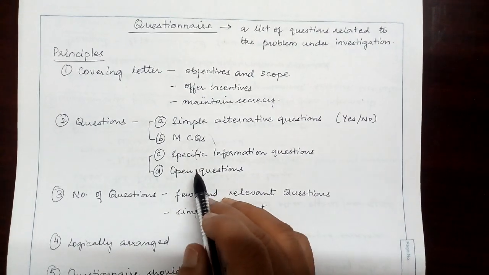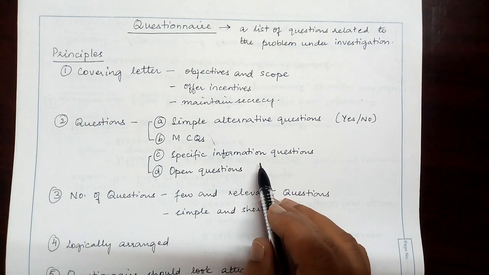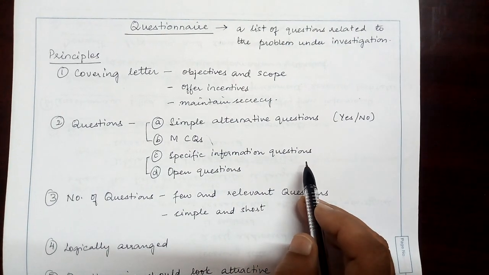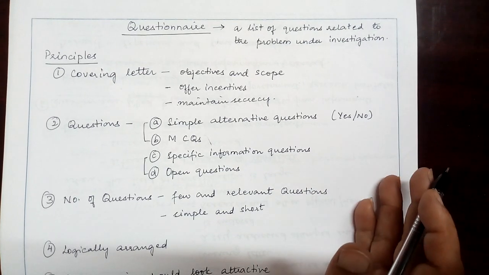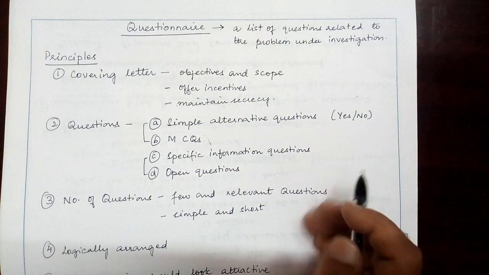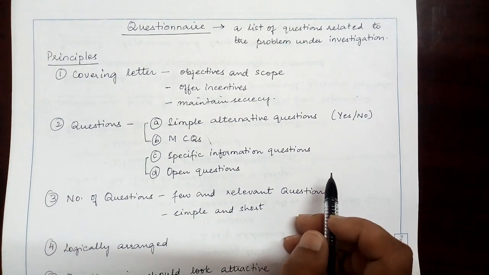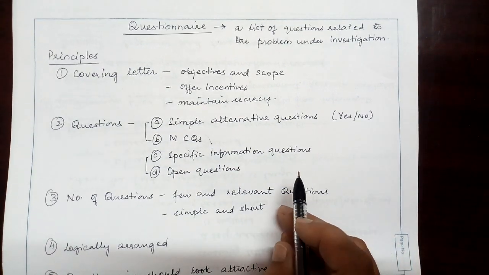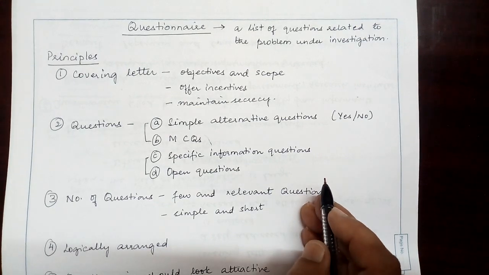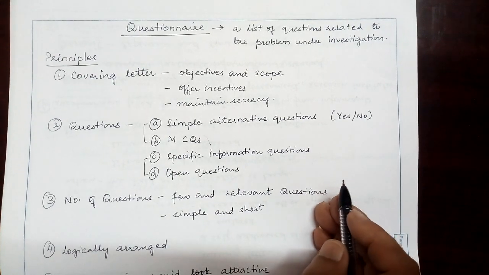Then certain questions are specific information questions, which start from general questions and proceed to more specific ones. They are asked to obtain some specific information. For example, how many members are there in your family, and are you employed or unemployed, type of questions.